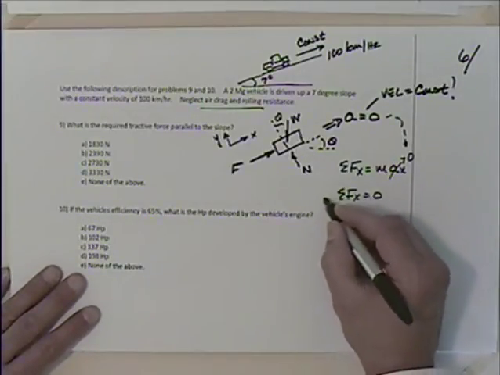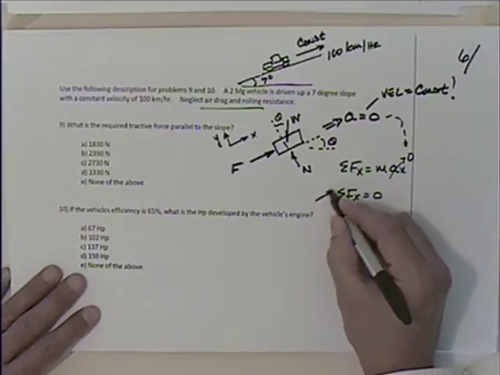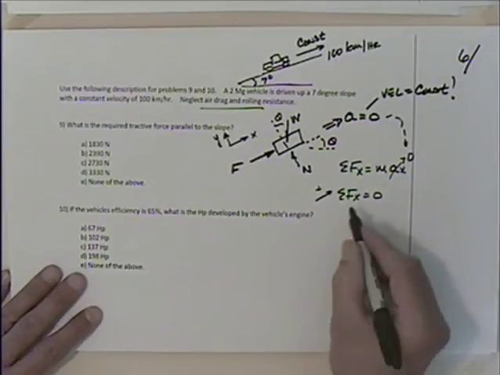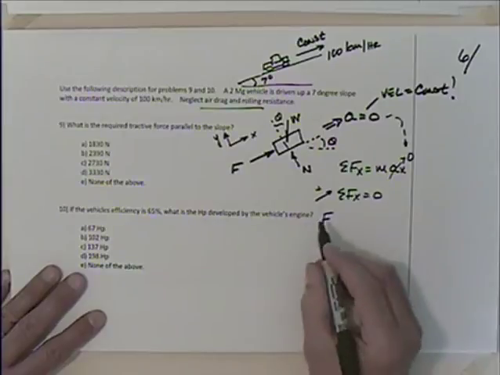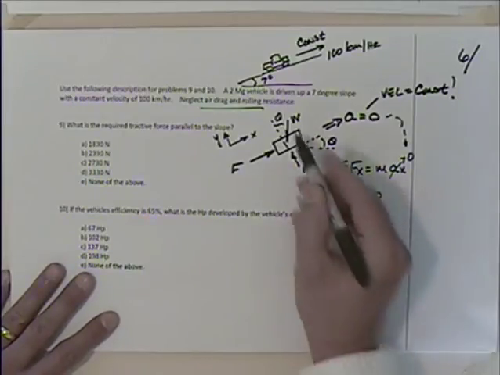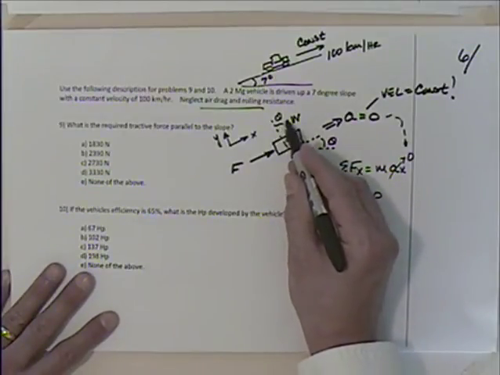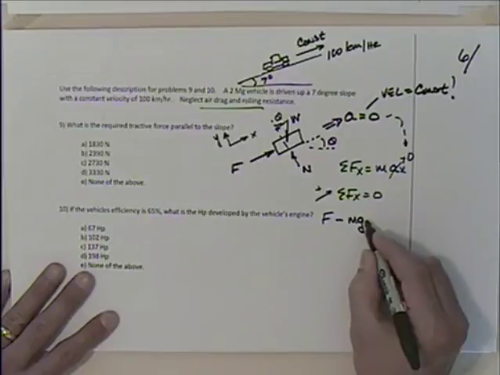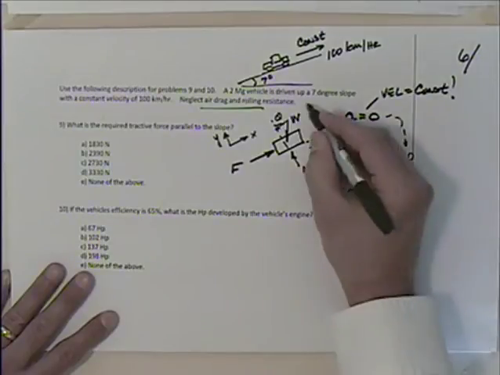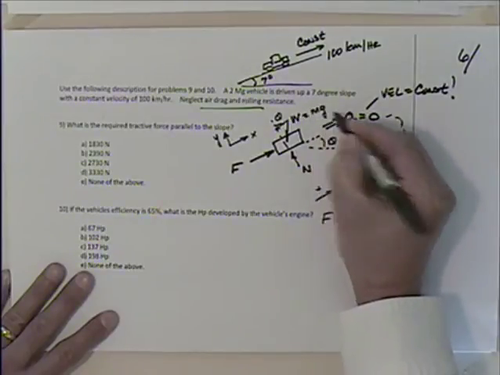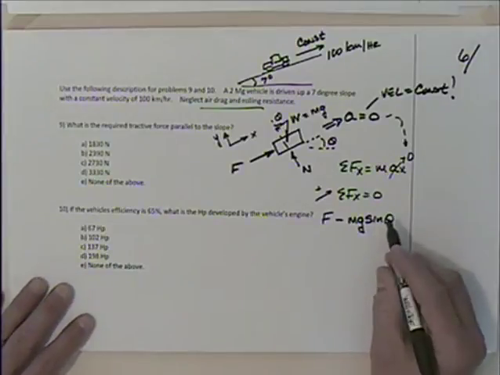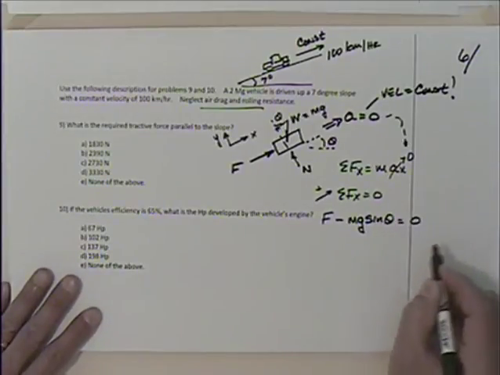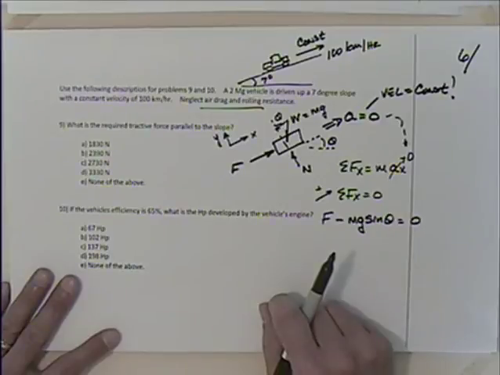We'll go ahead and take positive that way, up the slope. So I could say that I have the force F minus then this component of the weight in there, right? Minus mg times the sine of theta, because isn't W equal to mg? I believe it is. So minus mg times the sine of theta, and we know that's equal to 0.